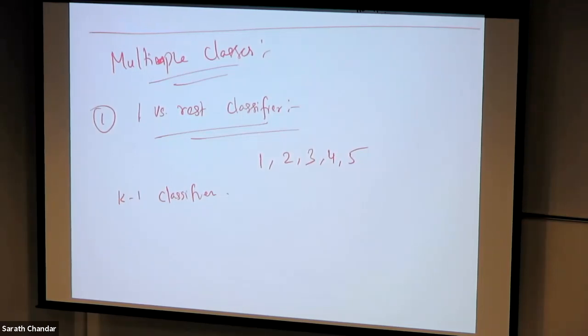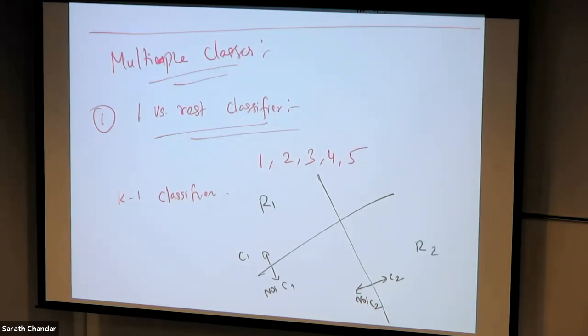Now, let's consider 3 classes. Let's say this is for class 1. So this side is class 1, this side is not class 1. Now I might have another classifier which is going to tell this is class 2 and this is not class 2. So now this is region 1, the region of class 1. This is region 2. Anything which is not class 1 and class 2 is class 3, right? So this is my region 3.